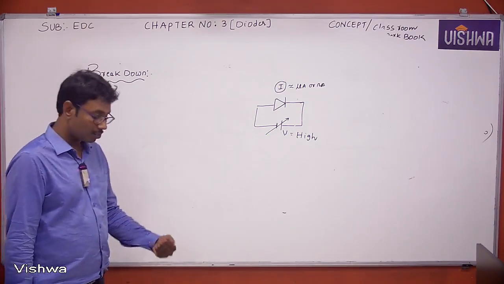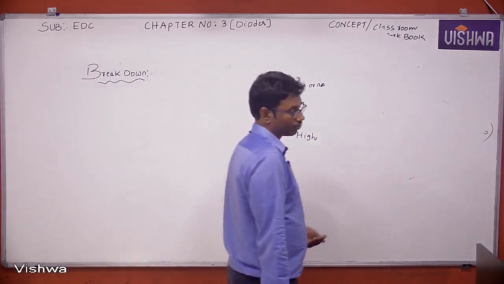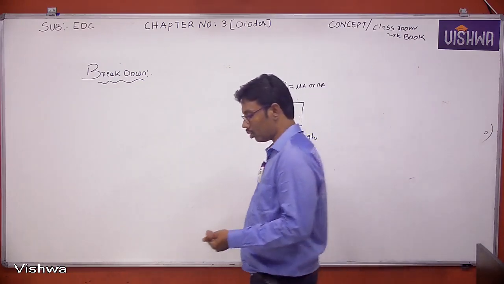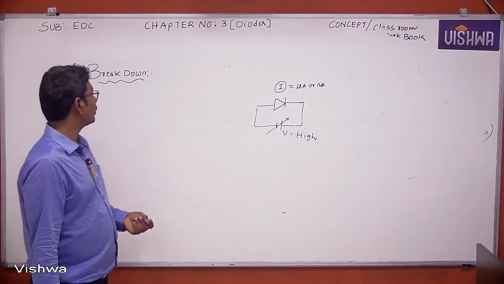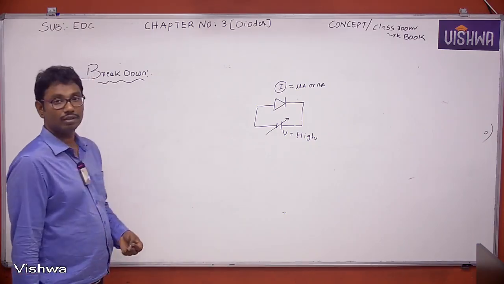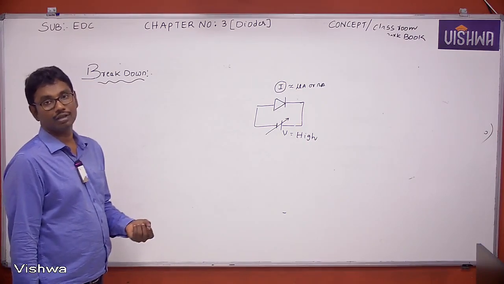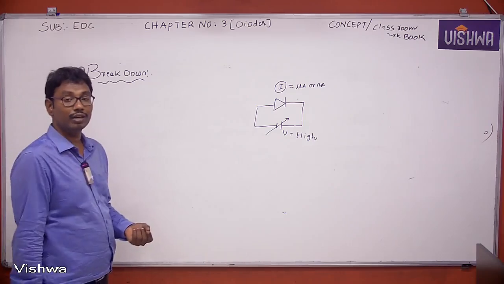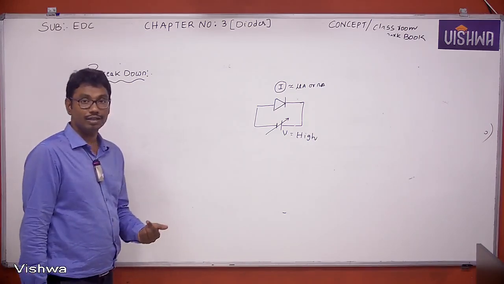Next point. A normal diode cannot undergo breakdown, because the maximum power is dissipated at the junction, which may cause overheating of the diode, due to which the diode gets damaged.